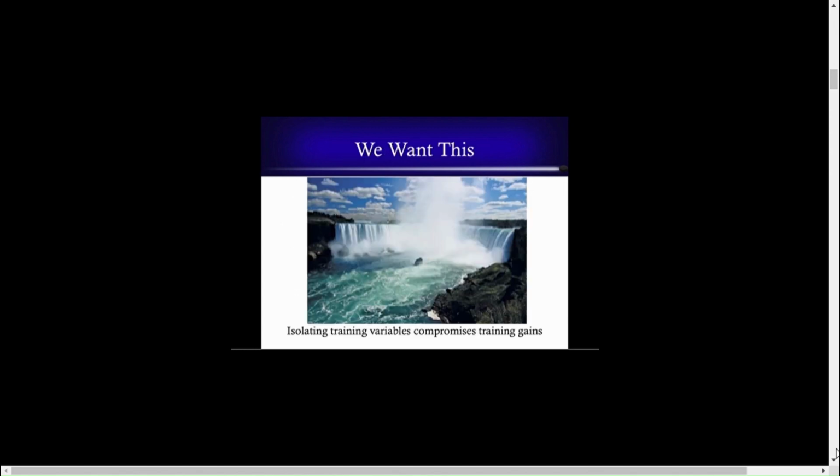This is what we want. We want a huge, constantly expanding glass, and we want massive amounts of water pouring into it. Isolating training variables like only doing speed training will compromise training gains. A comprehensive approach gets us our waterfall.